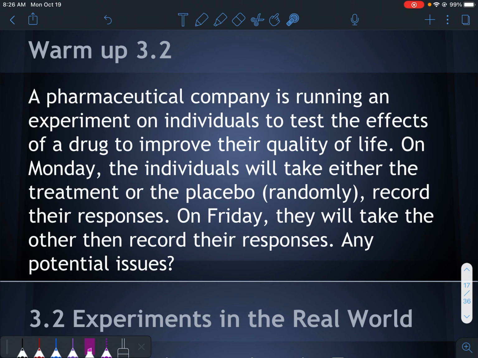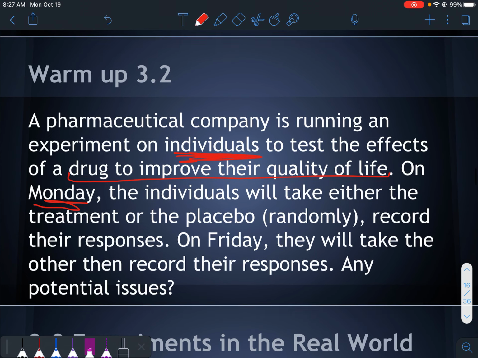Okay, after you thought about it for a second, let's talk about the issues that could happen here. Now, notice in this situation, individuals are taking both of them, the drug to improve their quality of life. On Monday, the individual takes one of them. On Friday, that same individual takes the other.